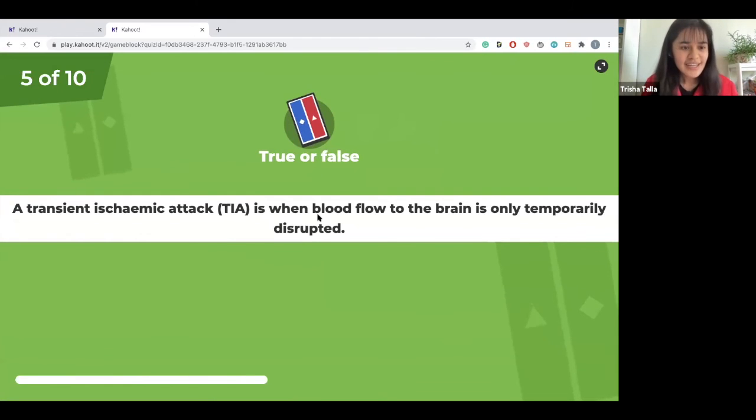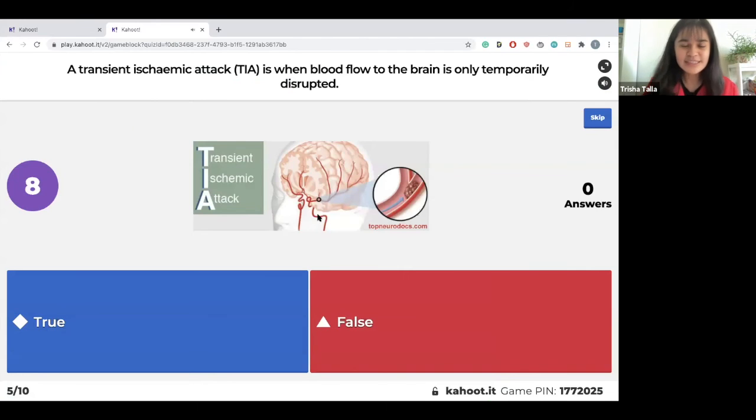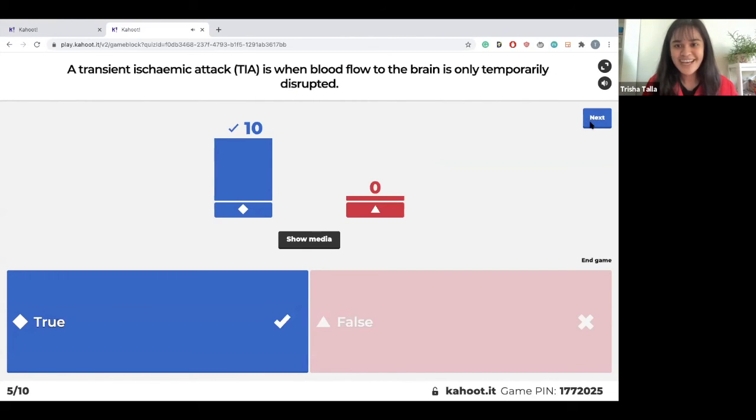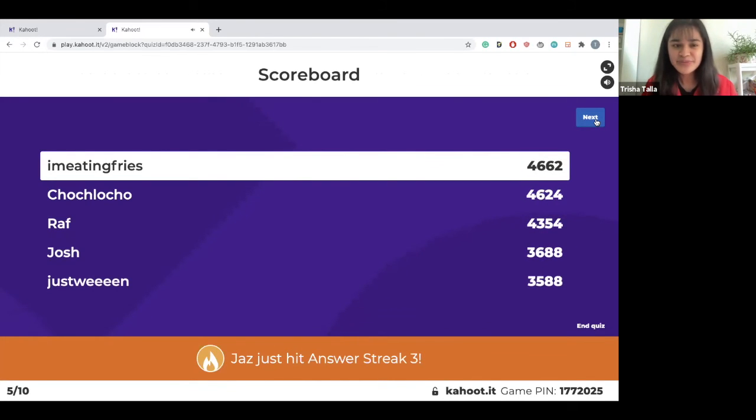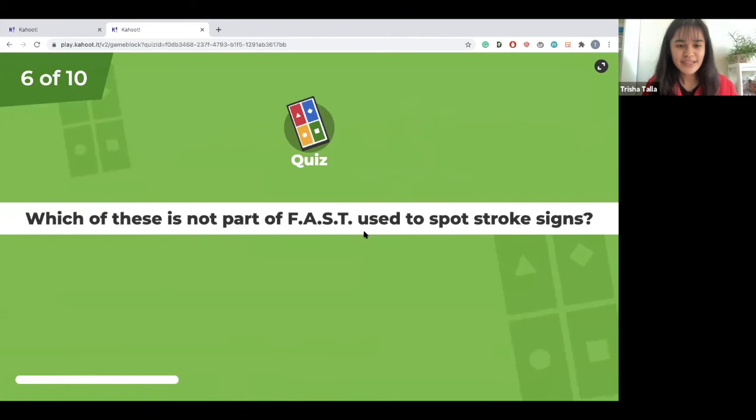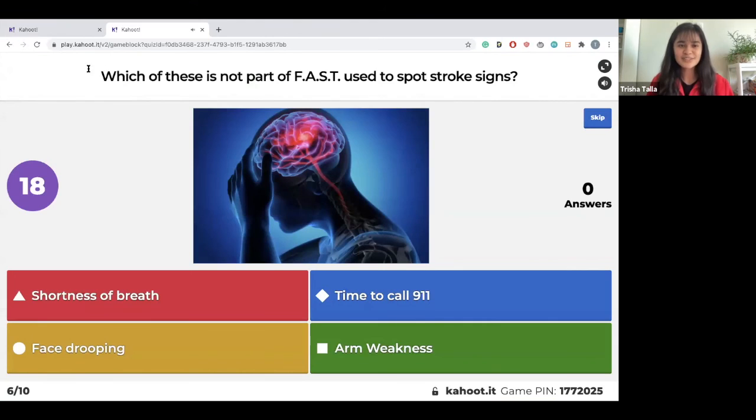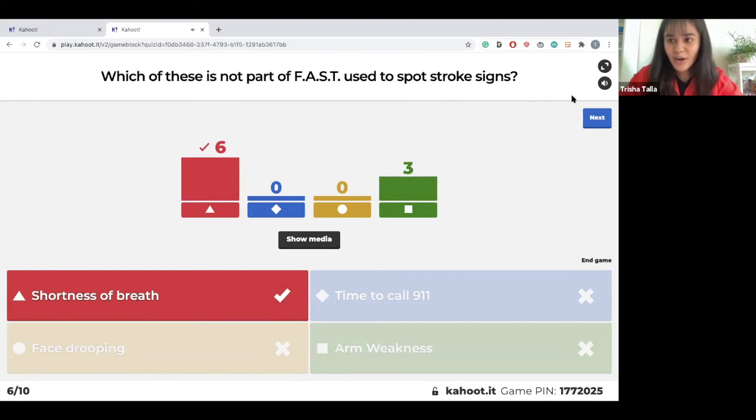True or false? TIAs, when blood flow to the brain is only temporary. Okay, so which of these is not part of the FAST signs? It was actually all correct except shortness of breath. The S is for speech. That one was confusing.